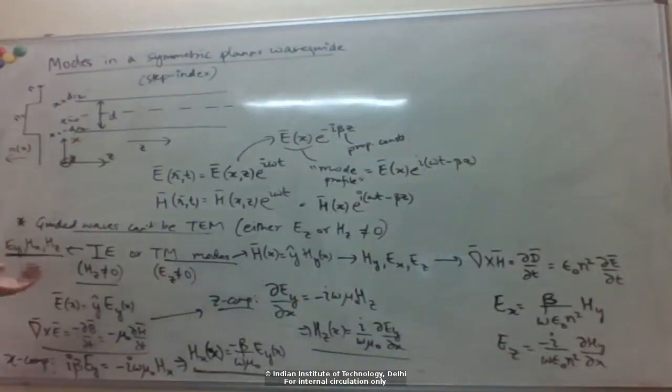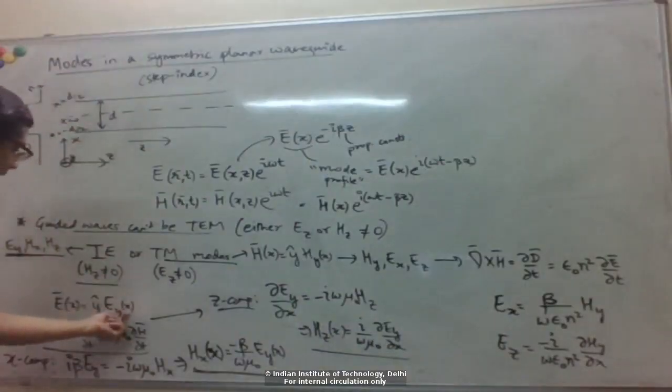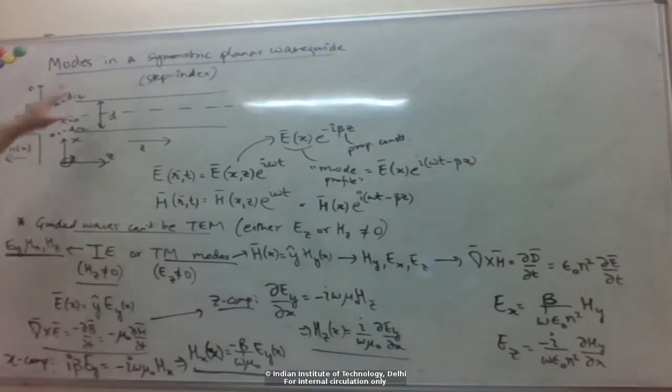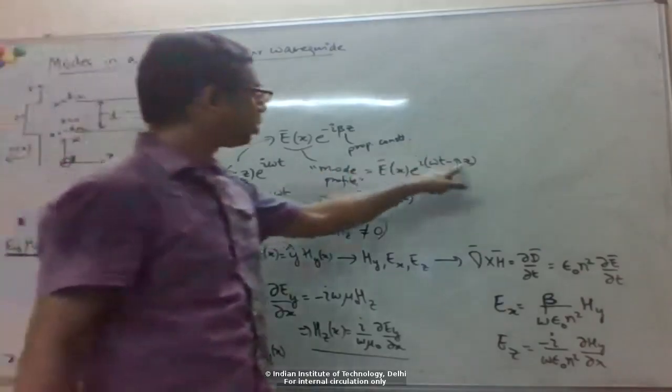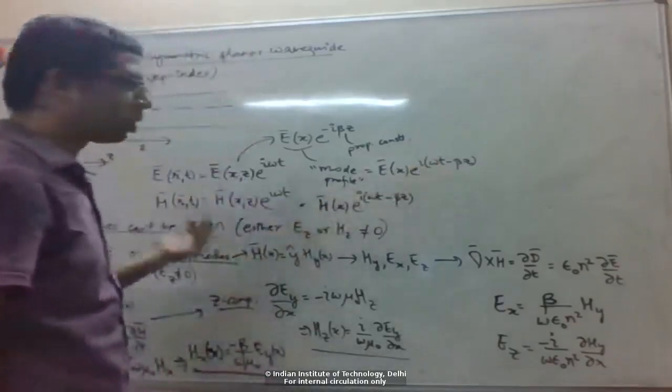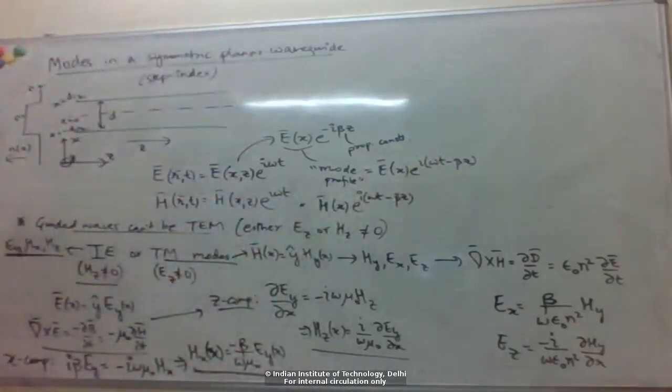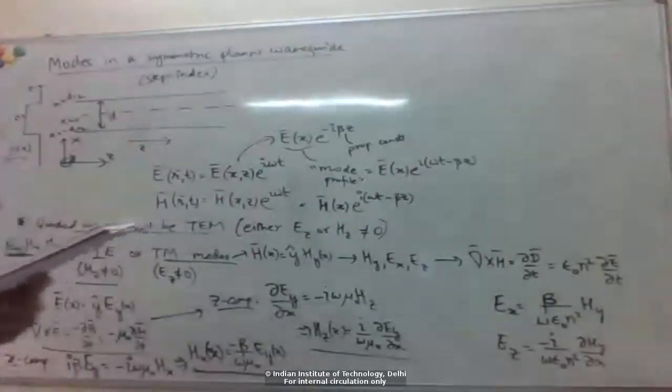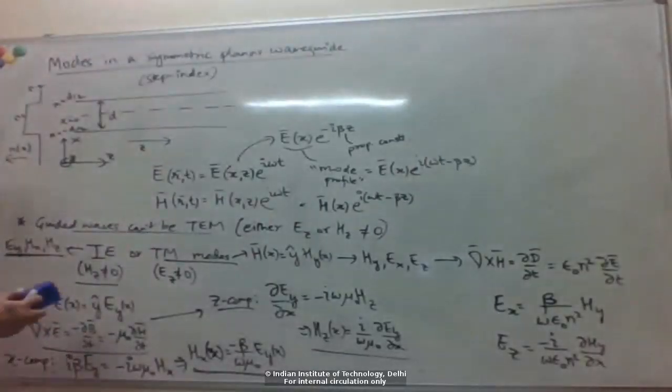So now the task is to individually take the TE modes first, solve the wave equation and try to find what exactly this Ey of x is, so how the mode profile looks, and then find out how to calculate beta for a particular mode, and how that varies, and different properties. And then we'll see how the TM modes compare with TE modes. So let's start with TE modes.